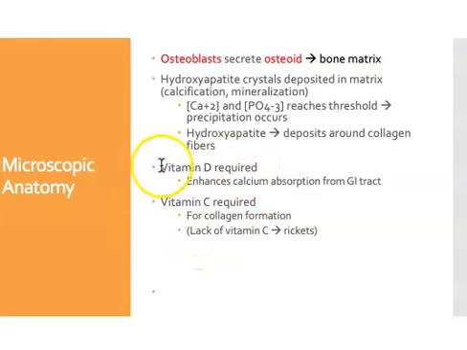We talked about vitamin D a little bit when we talked about the integument. Vitamin D is really important for the absorption of calcium through the GI tract. So a person can be eating a diet that is rich in calcium, but if they don't have adequate levels of vitamin D, the calcium is just passing right through their intestinal tract and not being absorbed very well. In comparison, vitamin C is required for the normal formation of collagen fibers in the osteoid.